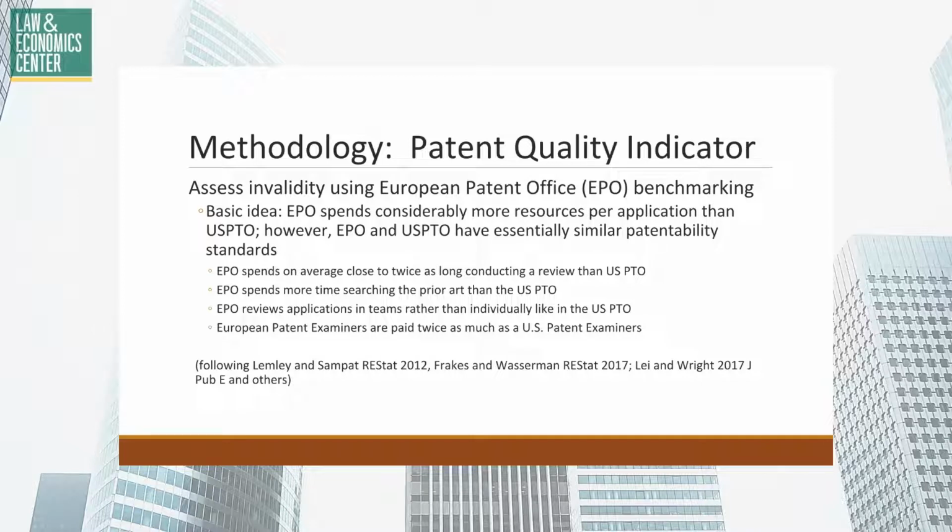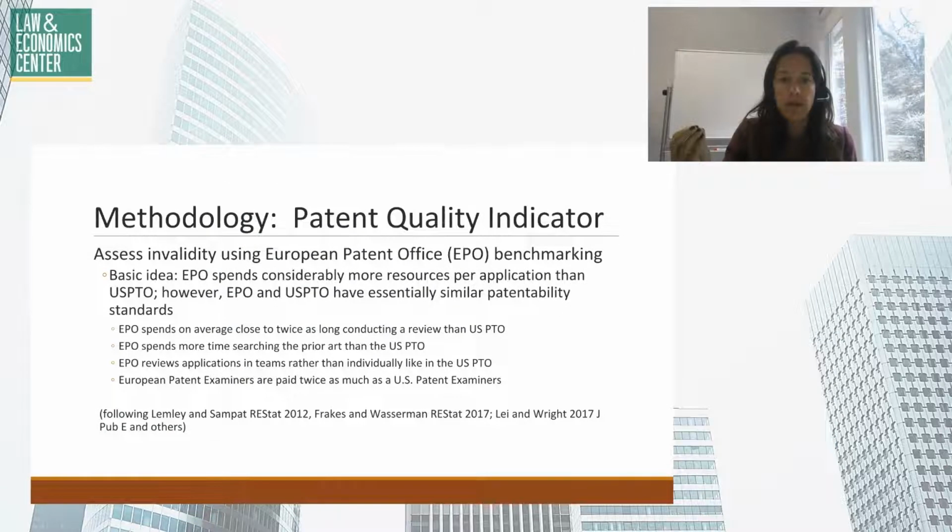So what we did was look at twin applications that were filed in the US and filed in Europe. What we ask is, for patents that are issued in the US and end up getting listed in the Orange Book, we look to see if they were also allowed in Europe. If they were, we take this as an indication that it's likely valid. And if it wasn't, then this is an indication that maybe the patent is of lower quality.